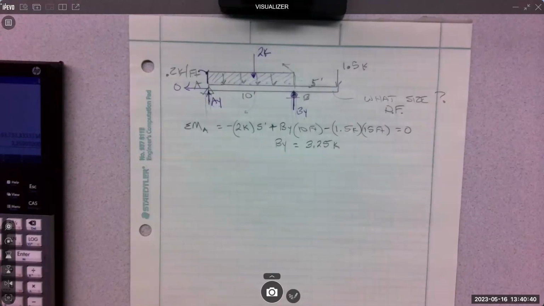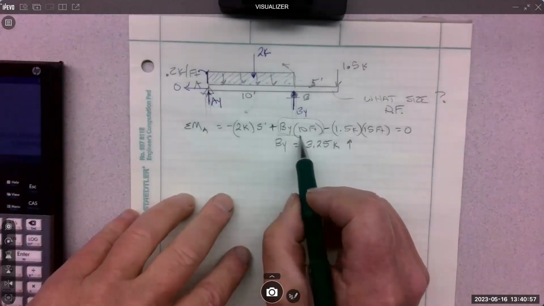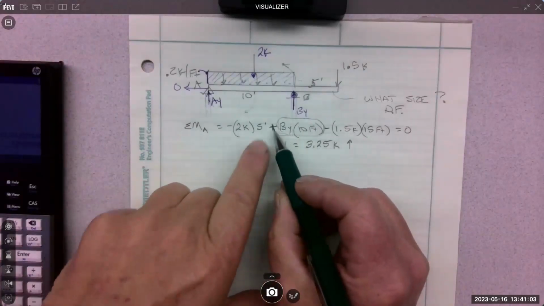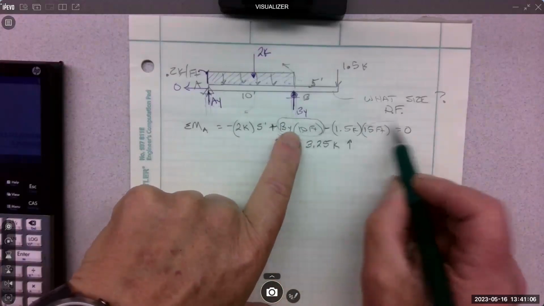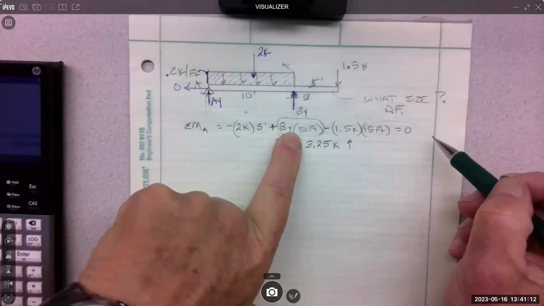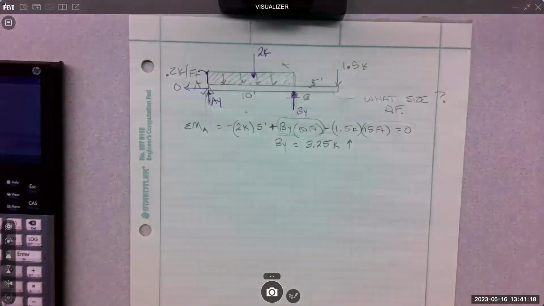Anyone else get 3.25? Oh, good. Came out positive? Yep. So that means what? Direction's good. It is definitely up. So if it's positive, leave this alone. Don't move it. Take this, move it to the other side, and that makes it positive. Those are just numbers, add them together, and then divide by the 10. That was a lot, but you get it?